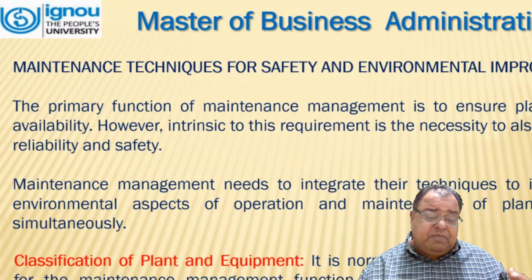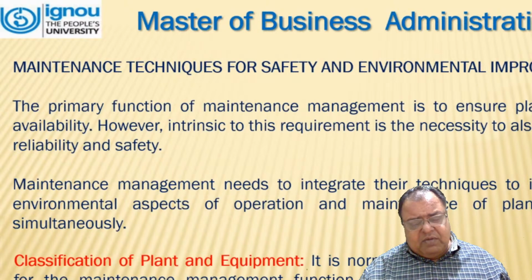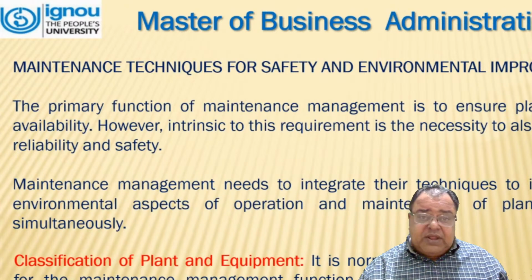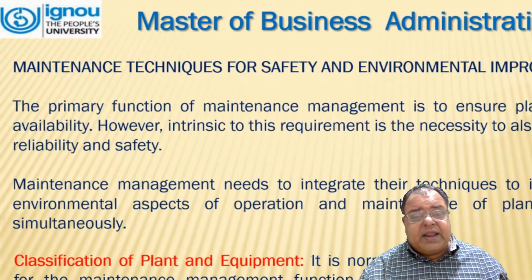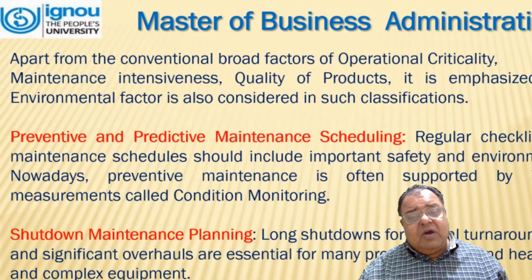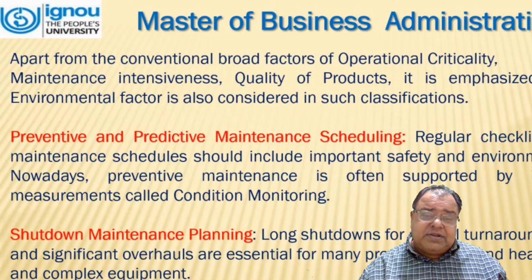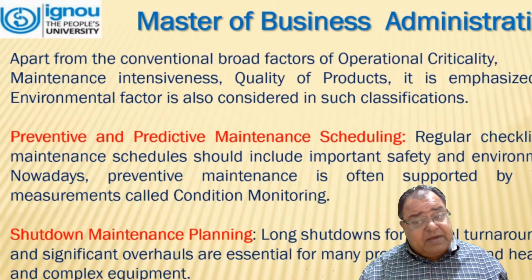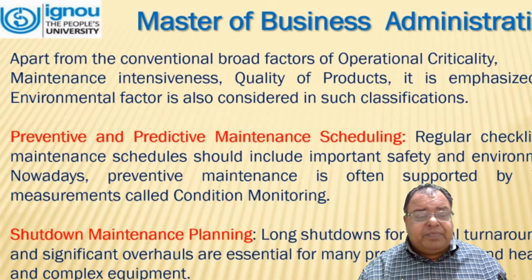Classification of plant and equipment. It is normally required for the maintenance management function to classify the equipment into various categories so that resource allocation can be facilitated according to their criticality. Apart from the conventional broad factors of operational criticality, maintenance intensiveness, and quality of products, it is emphasized that safety and environmental factors are also considered in such classifications.